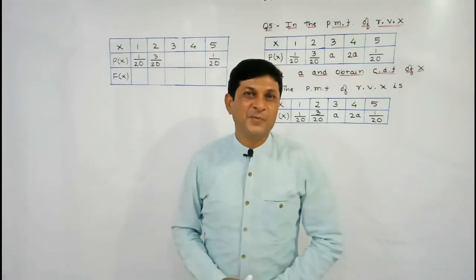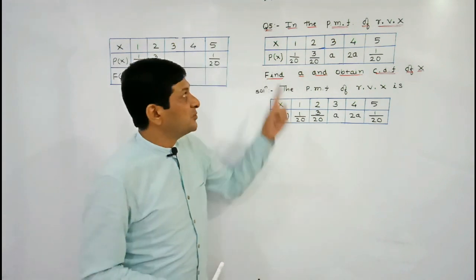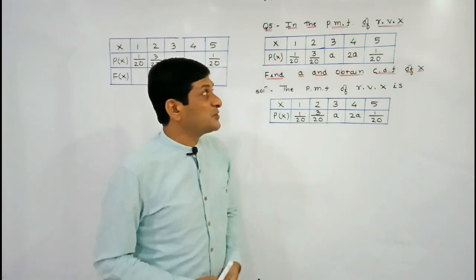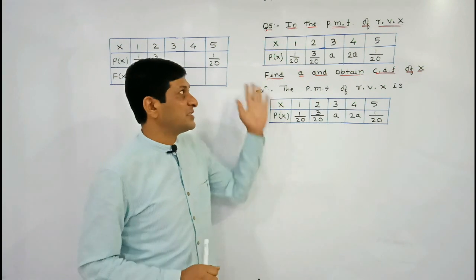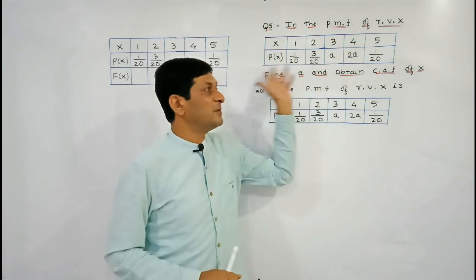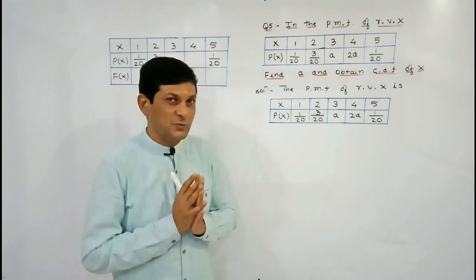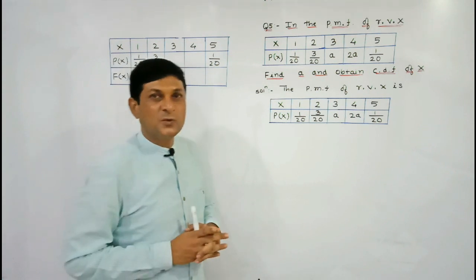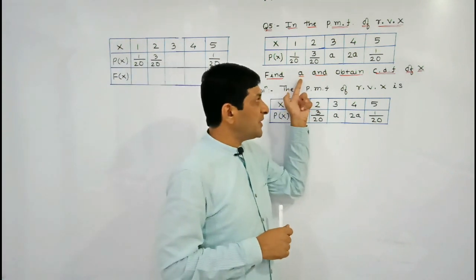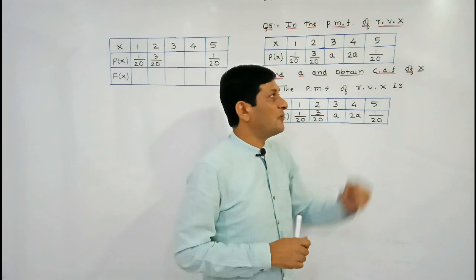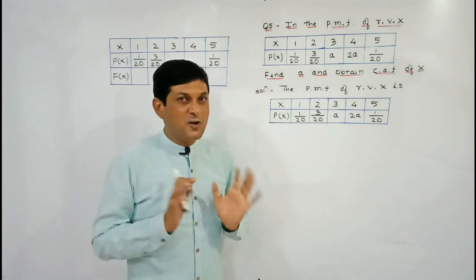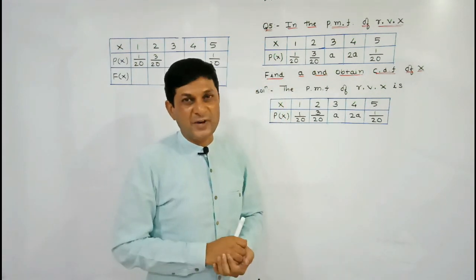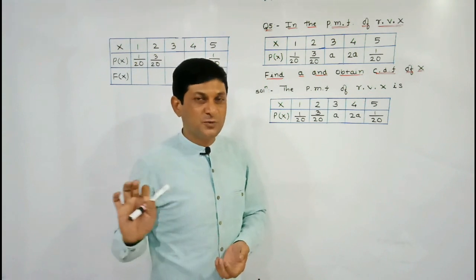Now see question number 5. In question number 5, the probability mass function of discrete random variable x is given to us, meaning values of the random variable and their probabilities are given. Using this condition, the question is to find the value of a and the CDF of x. We first have to find the value of a, and later find the CDF, the cumulative distribution function.